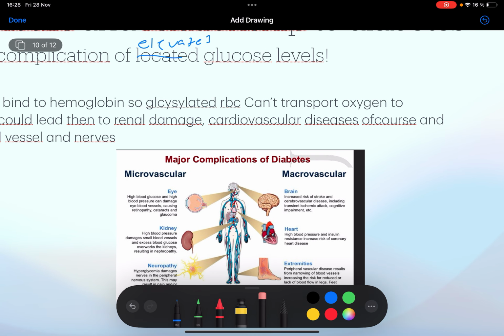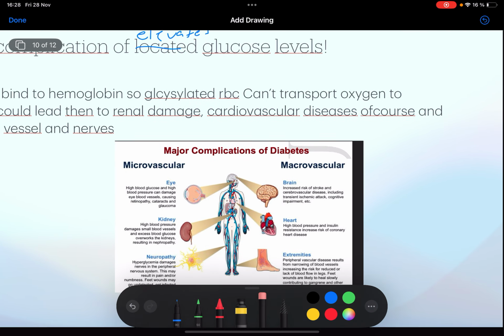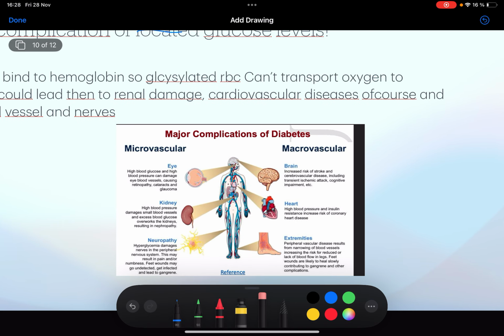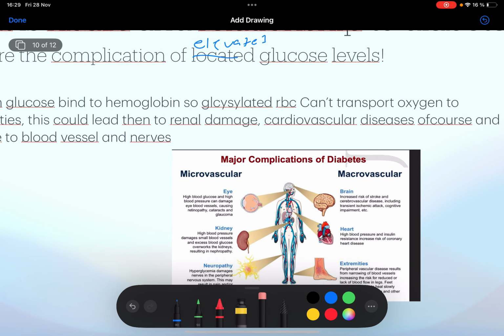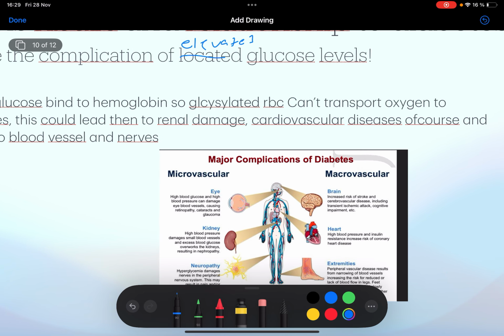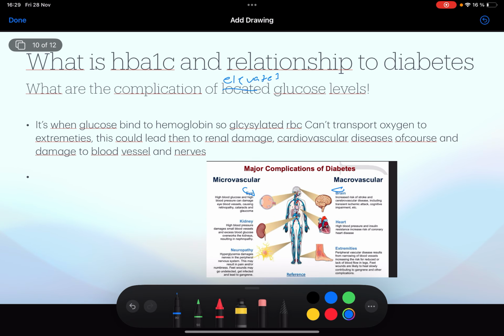So you have renal damage, cardiovascular diseases, also damage to the nerves and blood vessels, and it would also cause retinopathy. Like you could see here every complication. I don't need to be reading that out to you. Just a waste of your time and a waste of my time.